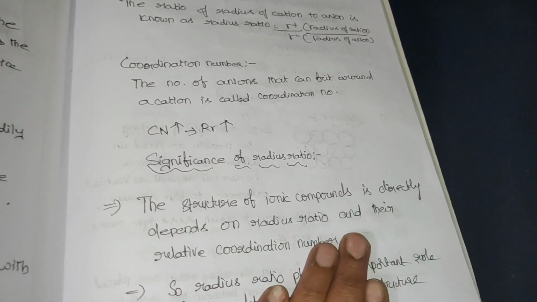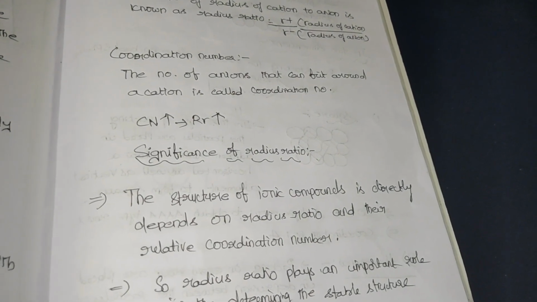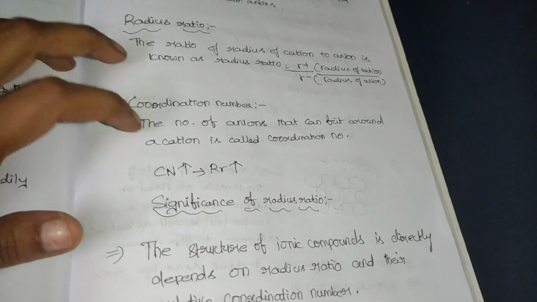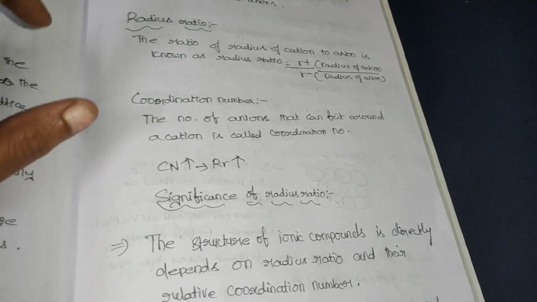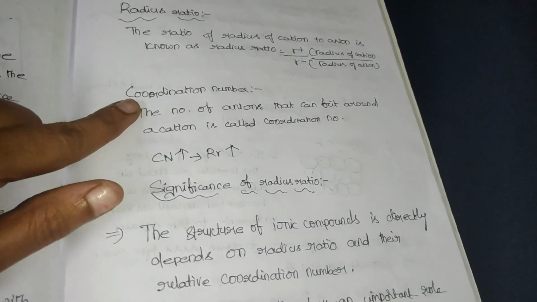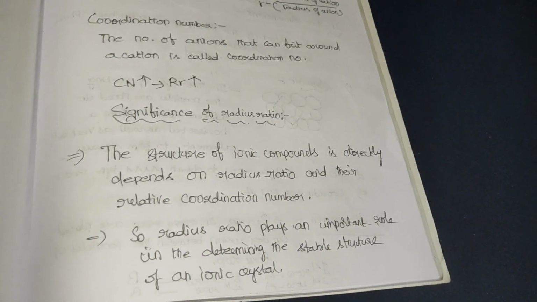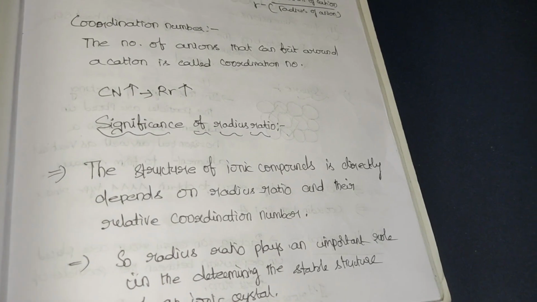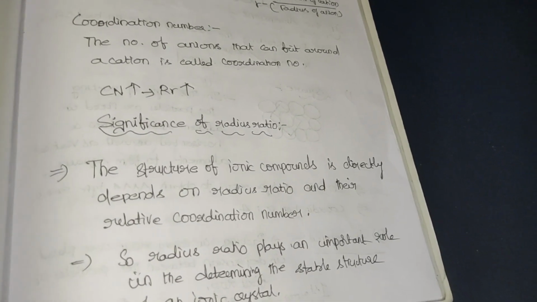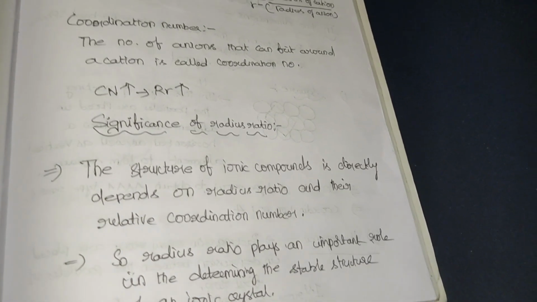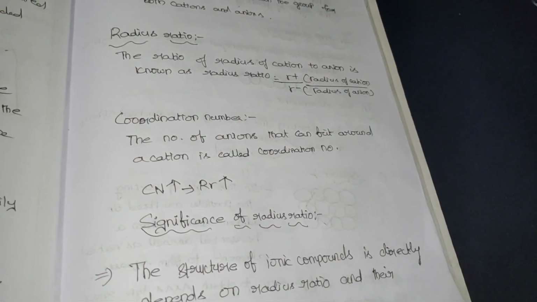The structure of ionic compounds directly depends on the radius ratio and their relative coordination number. These two are very important to know the structure of ionic compounds. If you want to know the ionic compound structure, we should calculate the radius ratio and also the coordination number. Radius ratio plays an important role in determining the stable structure of an ionic crystal, to find out whether the crystal structure is stable or unstable. So we have to calculate the radius ratio and also the coordination number. So, that's all. Thank you.